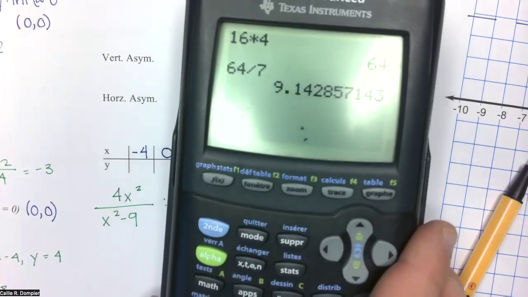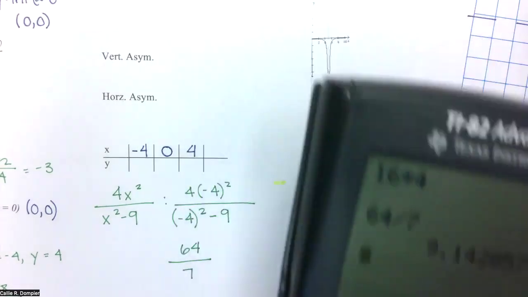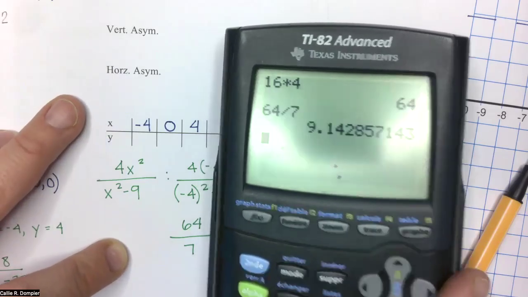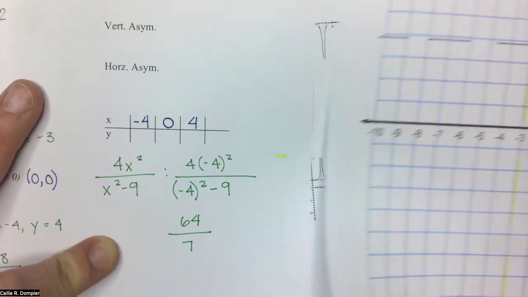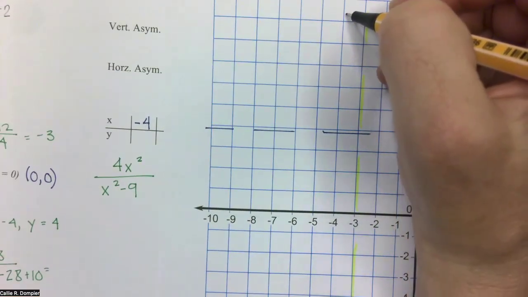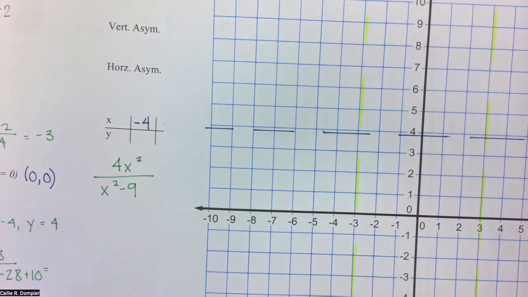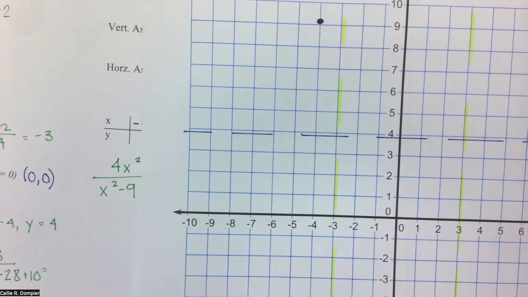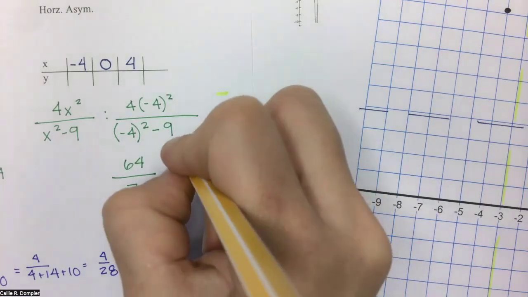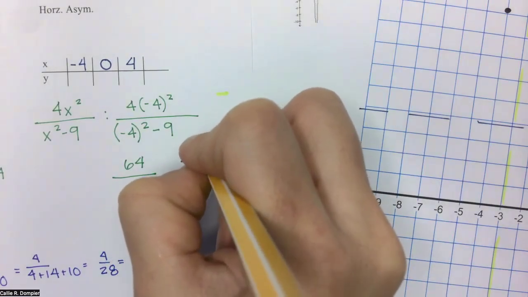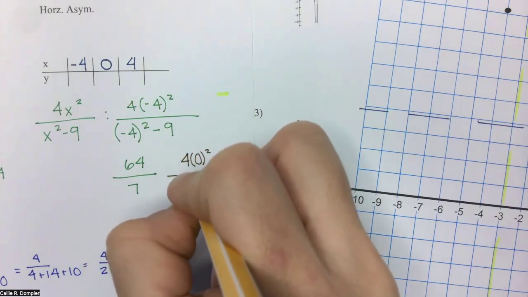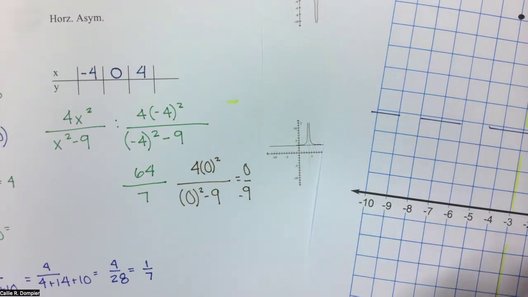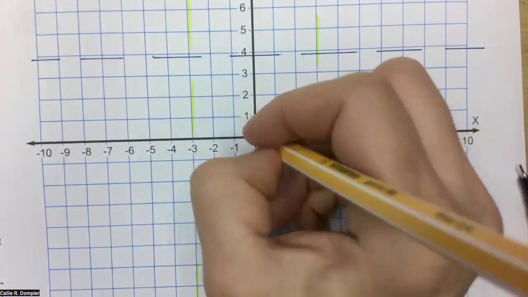And that's okay if it's a fraction. It's just close to the number 9, okay? So when x is -4, y is 9.14. So when x is -4, y is way up here, 9.14. Good? All right, what about when x is 0? So we've got 4 times 0 squared over 0 squared minus 9. So that would be 0 over -9, which is just 0. So when x is 0, y is 0. So it's going to go through that point.